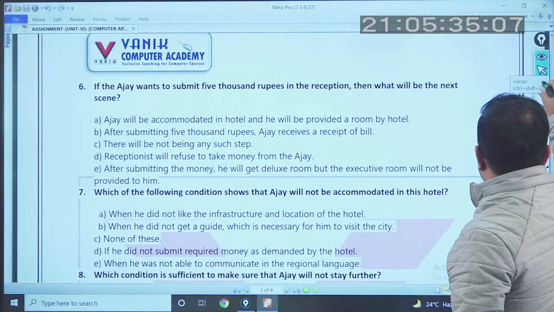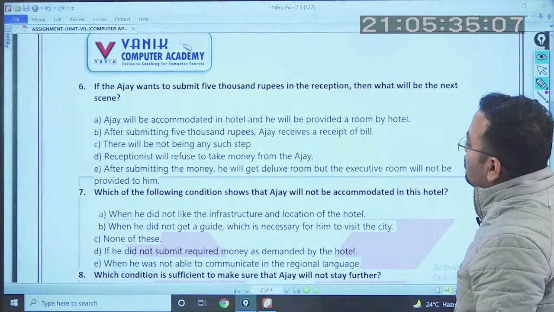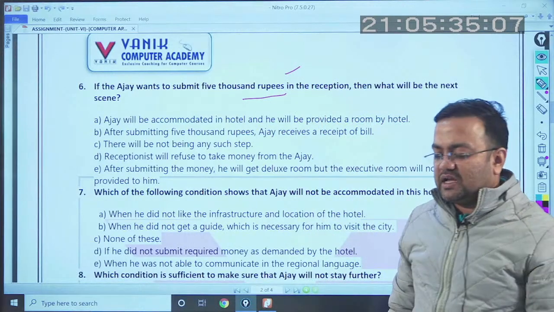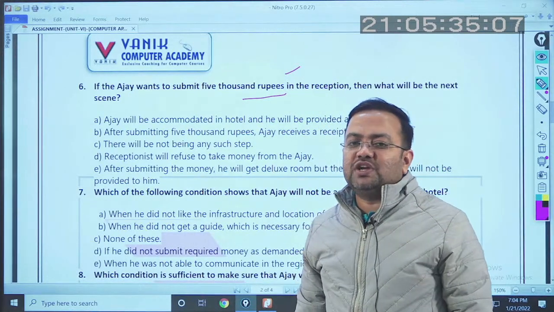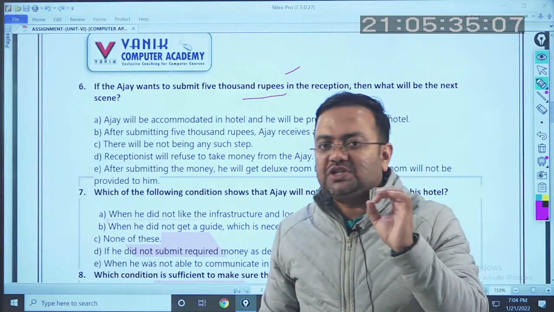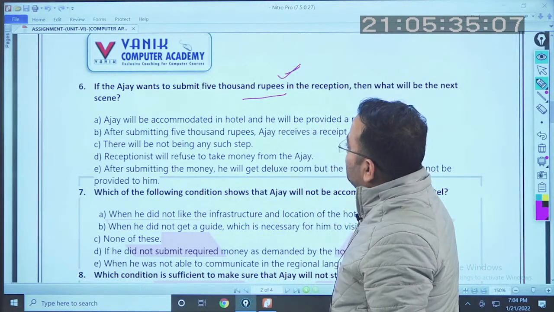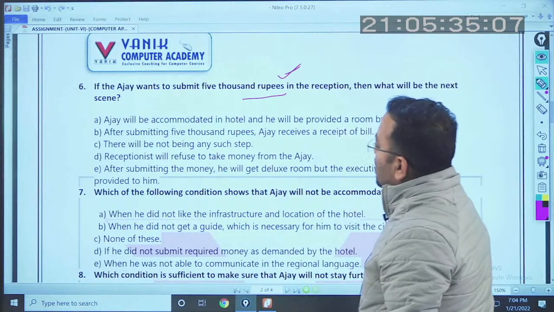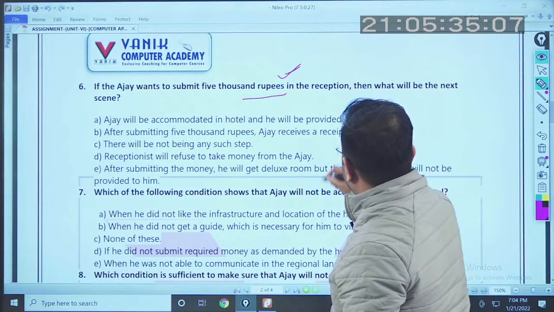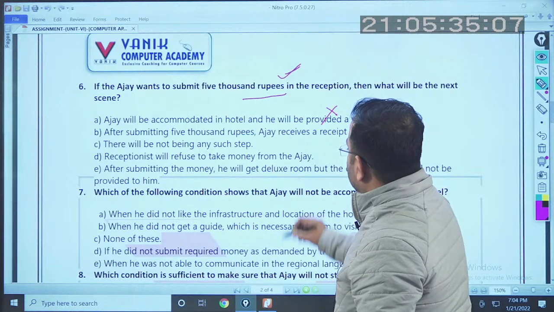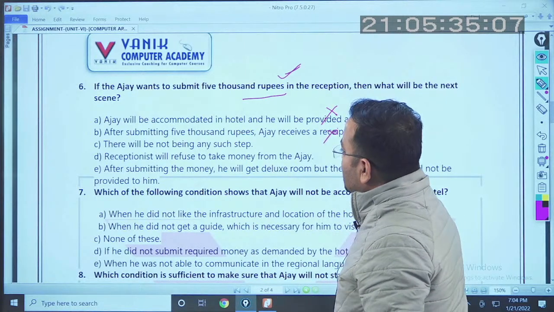So students, see here, what is the question? If Ajay wants to submit 5,000 rupees. So students, in the data flow diagram, if Ajay wants to stay at the hotel, then he must deposit 8,000 rupees, but here it is giving 5,000 rupees. So what will be the option? Ajay will be accommodated in the hotel and he will be provided the room. No, this is wrong. After submitting 5,000 rupees, Ajay receives a refund. No, there will be no such thing.